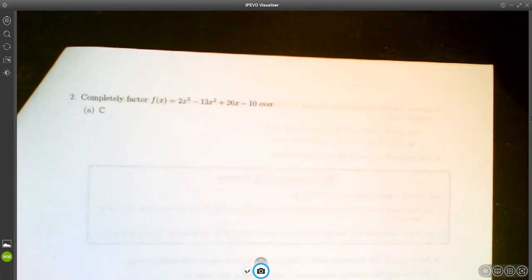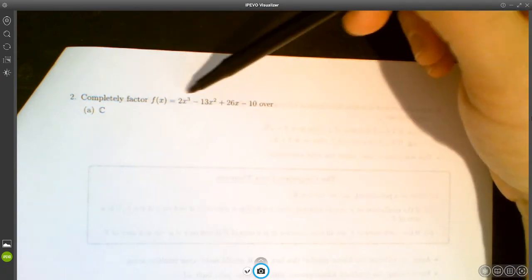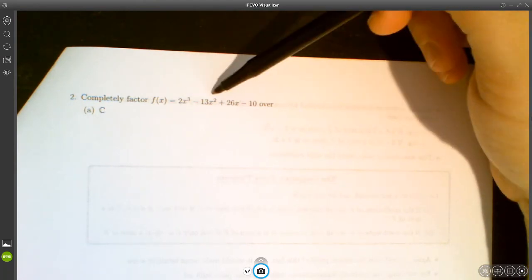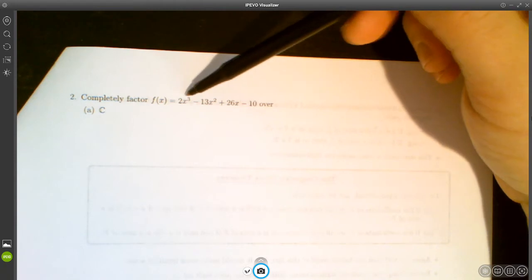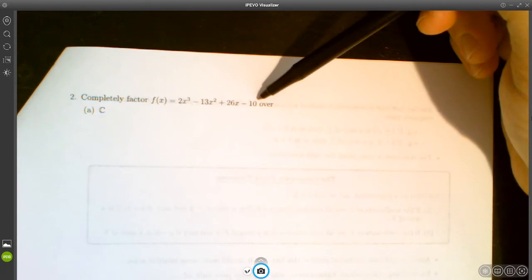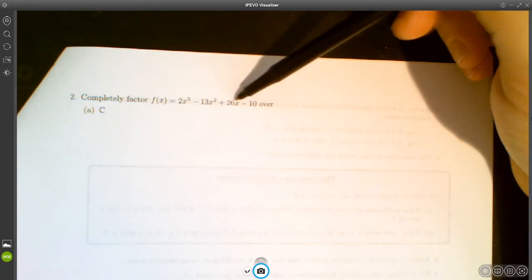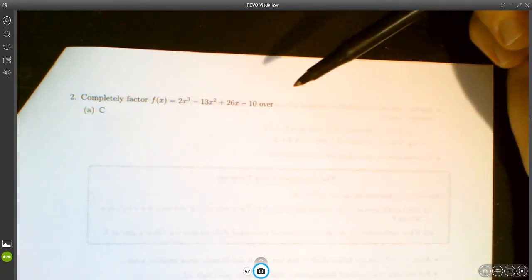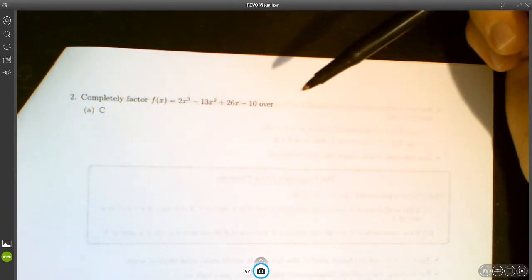Okay, let's do another example. So we've got f of x equals 2x cubed minus 13x squared plus 26x minus 10. An even number of terms, I wonder if we can factor by grouping. If we group the first two terms, I think the best we can do is take out an x squared. We'd be left with a 2x minus 13. Over here we could take out a 2, then we'd be left with 13x minus 5. The factors we're left over with don't match, so I don't think we can factor this by grouping.